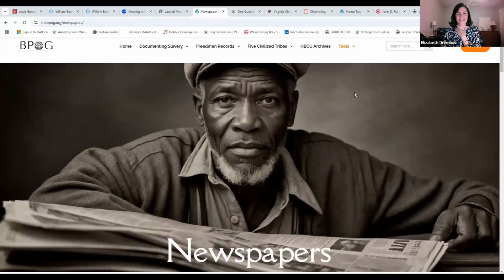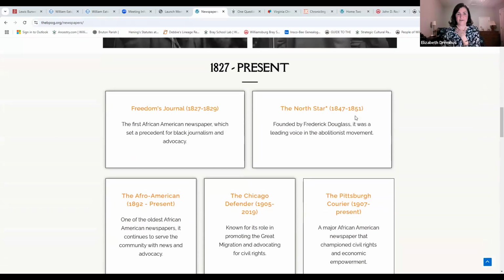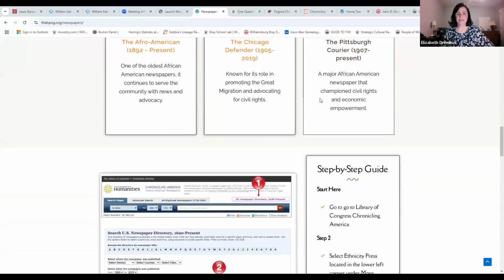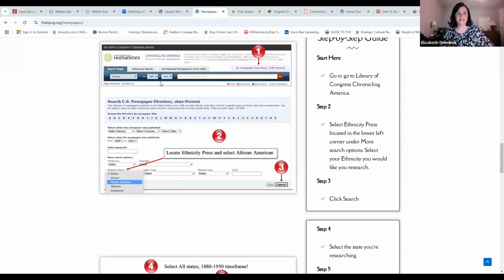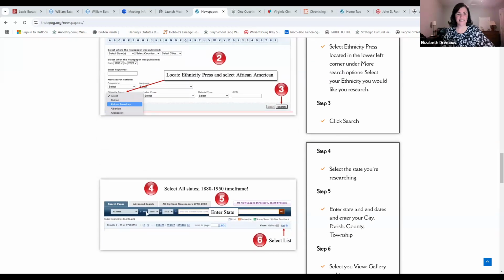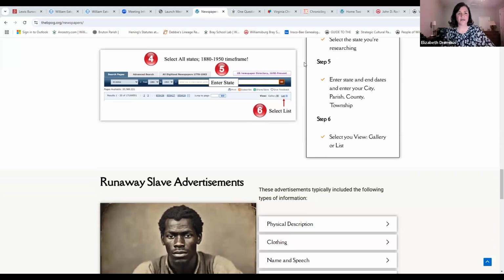Okay, so you're here at Black Pearls of Genealogy. To get there, you're going to go to Tools. You're going to drop down to Newspapers, and that's going to bring you to this site. It's going to talk about the history of African American newspapers. It's going to give some examples starting in 1827. And then there's going to be the step-by-step guide through Chronicling America. And so they're going through each of the steps. You can select the state that you want to research, and then you can enter the information or the names that you're looking for as well. So they said select all states, 1880 to 1950 timeframe. So you do definitely want to keep that time frame in mind as well.